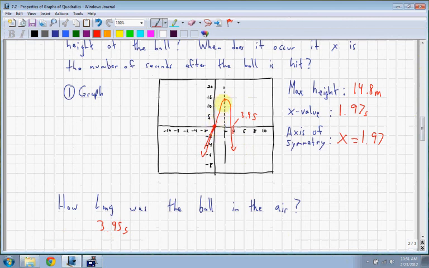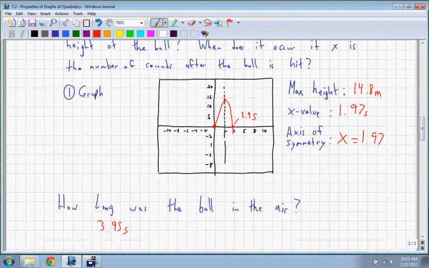Now, does it make sense to go below the axis? Not really. In this case, I probably wouldn't even want these values below. I would actually get rid of them and just say my graph goes from the top to the bottom. And it would stop. Or it would probably bounce again or something like that.